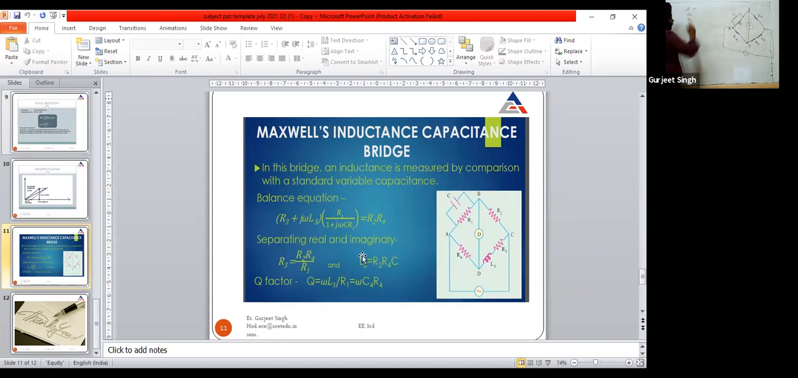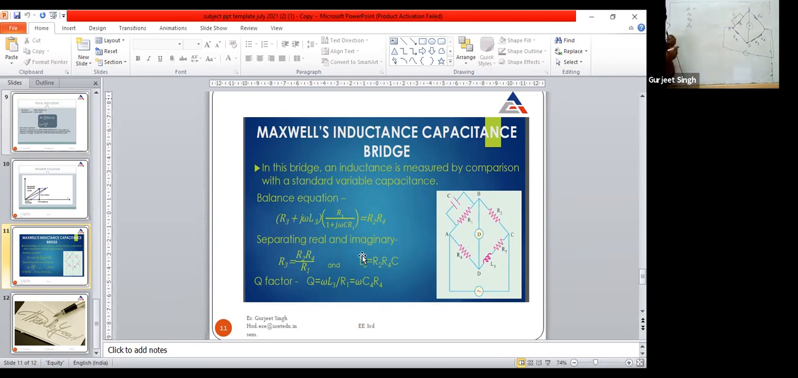So we will write down the value of Z1. Z1 is basically a capacitor and a resistance in parallel. So in the Z1 impedance, arm AB, the C1 capacitor is in parallel with the R1 resistance.